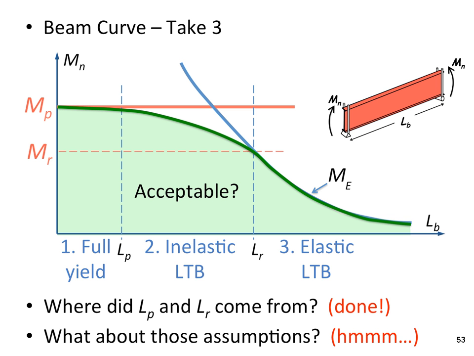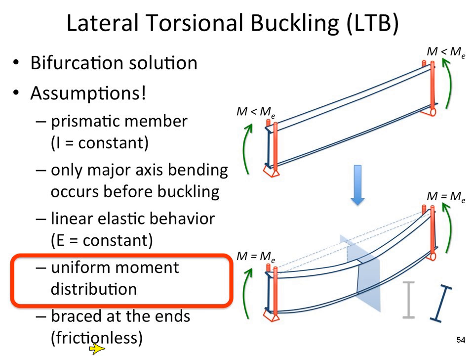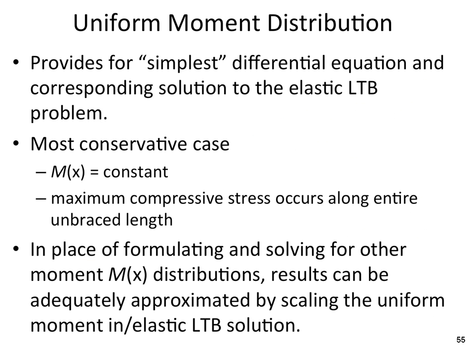We've sort of finished everything here, except we've got one more assumption to undo. Actually, two more. One has to do with the moment distribution. So we have been assuming that on both ends we have equal and opposite moments. What if we don't have that uniform moment? Now, why did we consider the uniform moment case? Well, as it turns out, the uniform moment case is actually the simplest differential equation to develop and solve. If you try to do the other ones, they really get ugly fast.